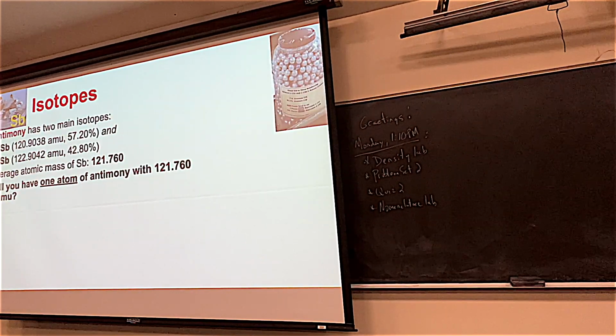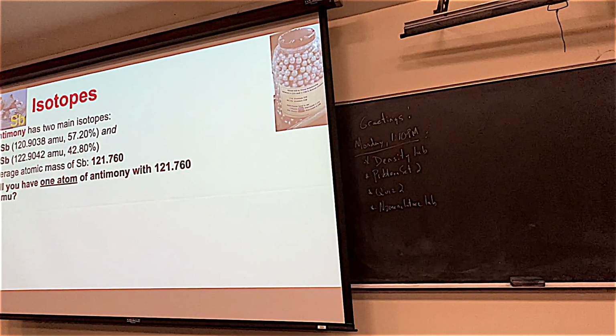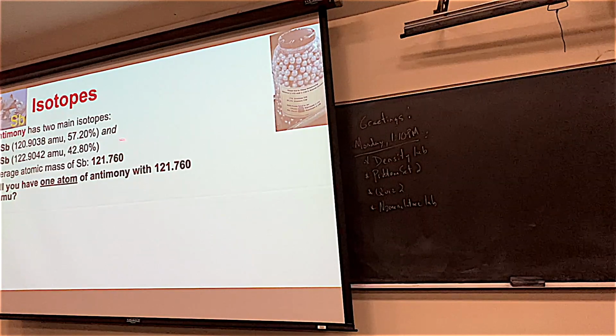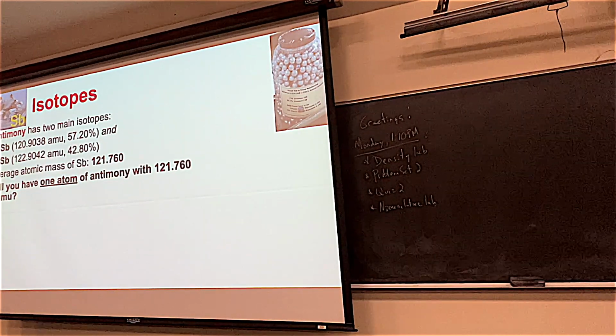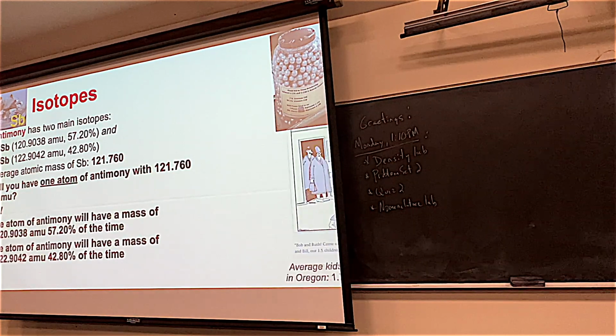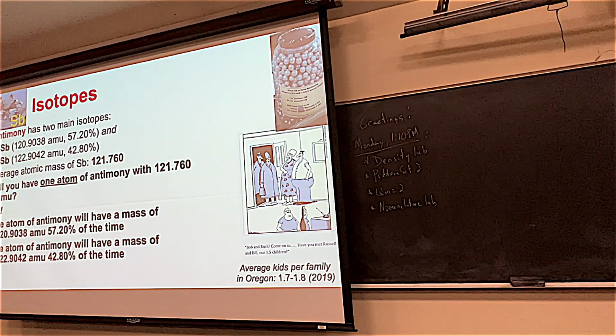Okay. So, here's another example. Antimony has two main isotopes, 121 and 123. There's the percentages, there's their exact mass, the average mass, 121.760. And the question once again, will you ever have one atom of antimony with this mass, 121.760? And I see a lot of you shaking your heads. No, correct. That is an average mass, all right? It is not an individual mass.